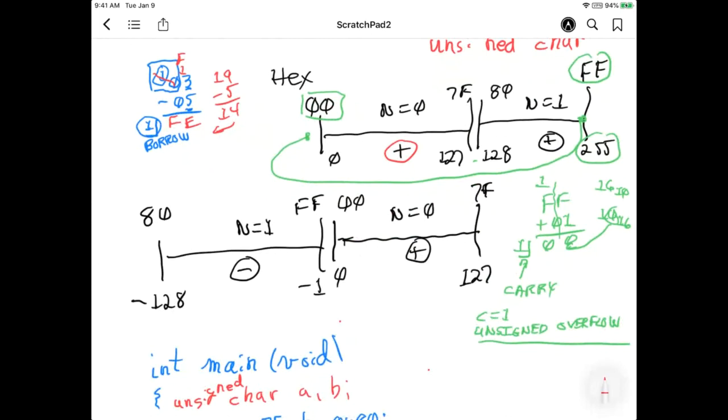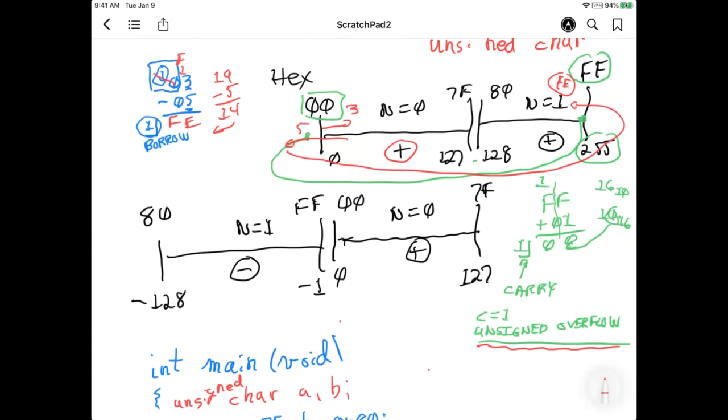What this is really saying is I went 3 units this way, I went 5 units this way, and I went all the way around here to FE. That's where I end up. So whether you get carry equals 1 from adding two 8-bit numbers, where you get a 9th bit, or you subtract a larger number from a smaller number and have to borrow, in both cases that is referred to as an unsigned overflow.